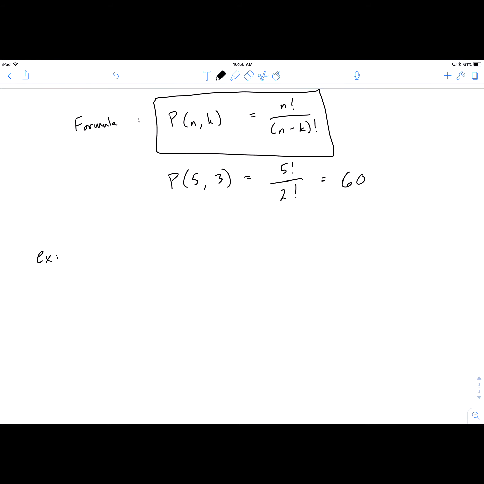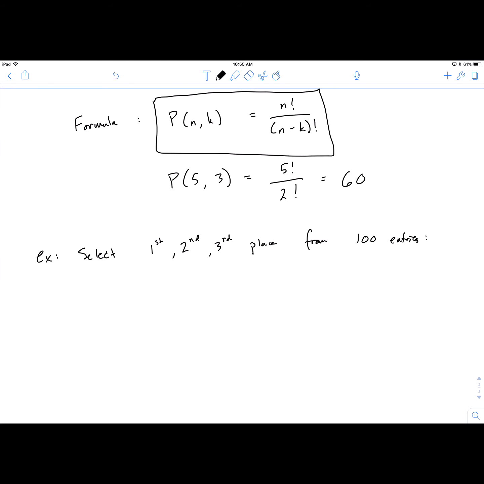All right, so for example, a few quick examples here on permutations. They don't get much more complicated than that. They're pretty simple, but let's say, for example, we want to select first, second, and third place winners from 100 entries in a contest.